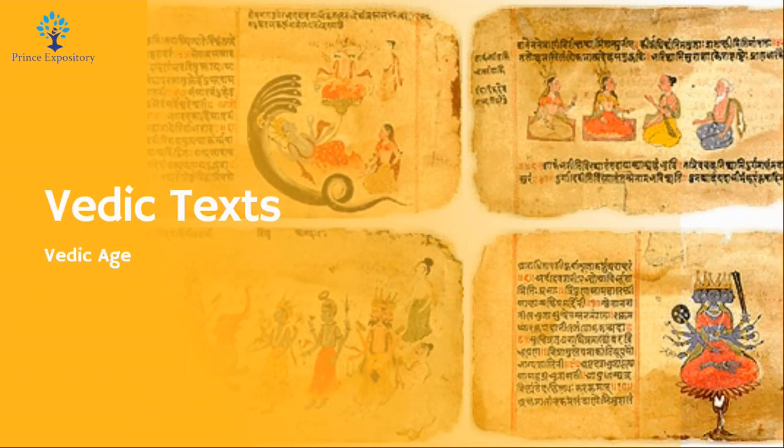Vedic texts. The most important literary contributions of the Vedic age are the four Vedas: Rigveda, Samaveda, Yajurveda, and Atharvaveda. These texts are composed in Vedic Sanskrit and contain hymns, rituals, and philosophical discussions.